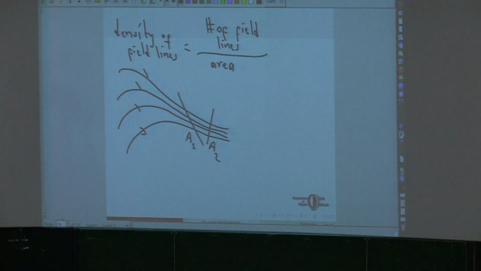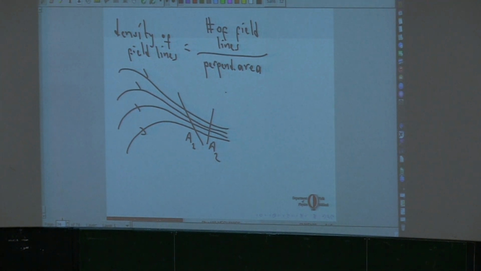Now the proper definition would be the number of field lines passing through a perpendicular area. So it's not any area. We have to make sure that the area we are studying is such that you take an area, count the number of field lines passing through it, and this gives you the number of field lines, and then you divide by the area, and that gives you the density. So when you are taking such an area, you have to make sure that it is perpendicular to your field lines.